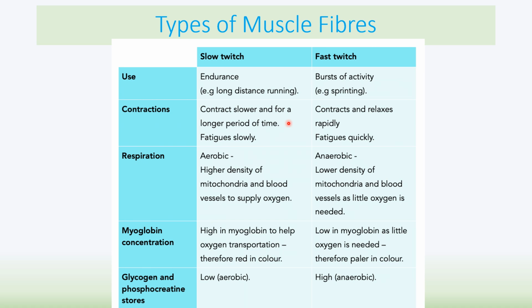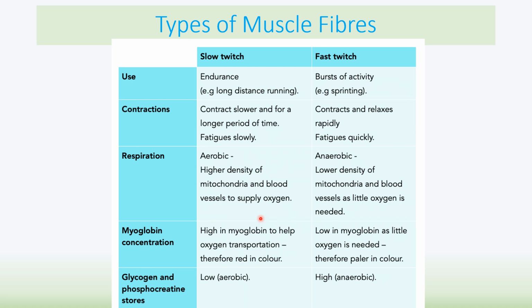It's aerobic, so there's a high density of mitochondria and good blood supply for both glucose and oxygen. Don't just say oxygen. There's high levels of a pigment called myoglobin, which has a higher oxygen affinity than hemoglobin does, a very red colour, and this means it attracts oxygen into the muscle really easily, and it has low glycogen and phosphocreatine stores because it's aerobic, so it's constantly getting supplies of glucose and oxygen.